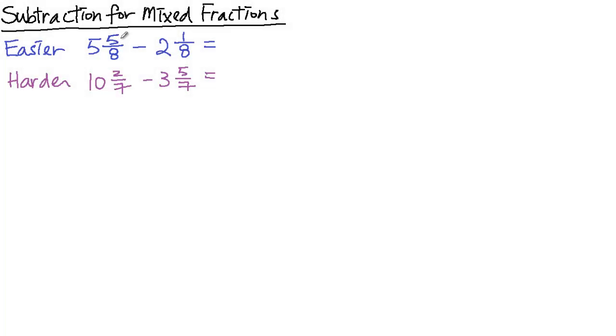We're going to review how to subtract fractions with mixed fractions. So it's easier to do the first one because it's mixed fractions, but as you can see, the first fraction has a bigger numerator compared to the second fraction. So we can subtract the whole number, which is 5 minus 2, and it's 3.